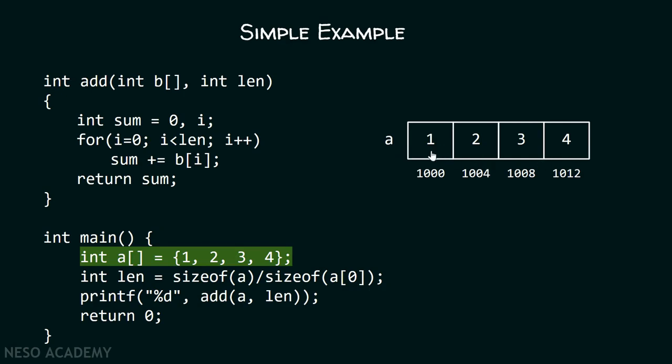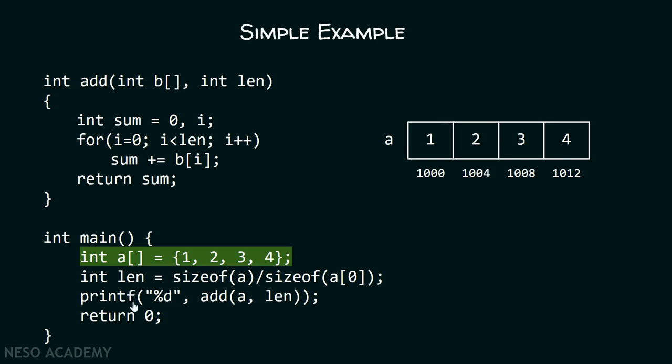The base address of this array A is 1000 and I'm also assuming that the size of integer is 4 bytes. This is my usual assumption. After this statement, I'm calculating the length of this array A using size of the whole array divided by size of the first element of the array, right? So length of the array can easily be calculated, which is 4 in this case.